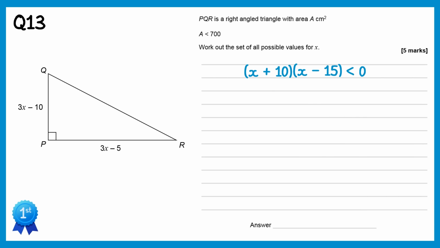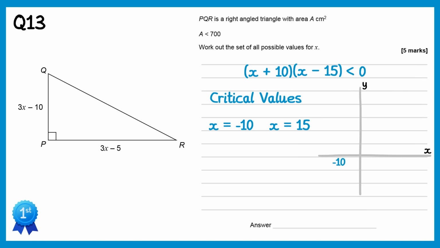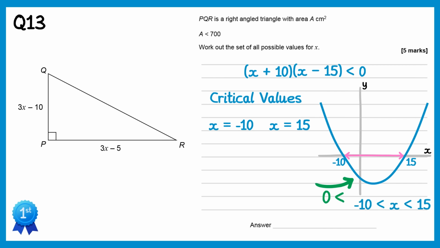Now this is an inequality, not an equation, so we end up with 2 critical values, and they are x equals negative 10 and x equals positive 15. So if we imagine the graph of this quadratic, we know it would cross at negative 10 and positive 15, so it would look something like this. The inequality says less than 0, so we're interested in this section of the graph which is below the x-axis. That corresponds to x values in between negative 10 and 15. So the solution to this inequality is negative 10 is less than x is less than 15.